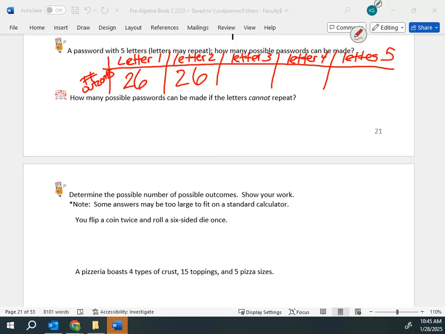So letters can repeat. So if I picked a Z for my second letter, I'm going to put that Z back in the bag. How many outcomes for letter 3? 26 again. All the letters are back in the bag. How many for letter 4? 26. And how many for letter 5? 26. What do I have to do to figure out all possible outcomes? I have to multiply them all together. 26 times 26 times 26 times 26 times 26.